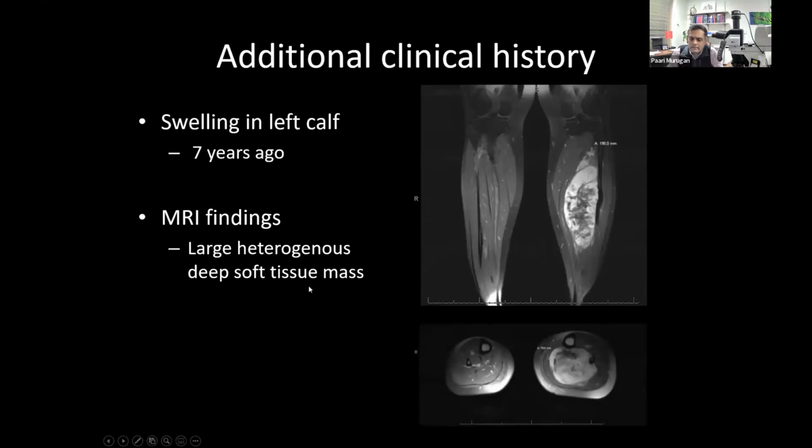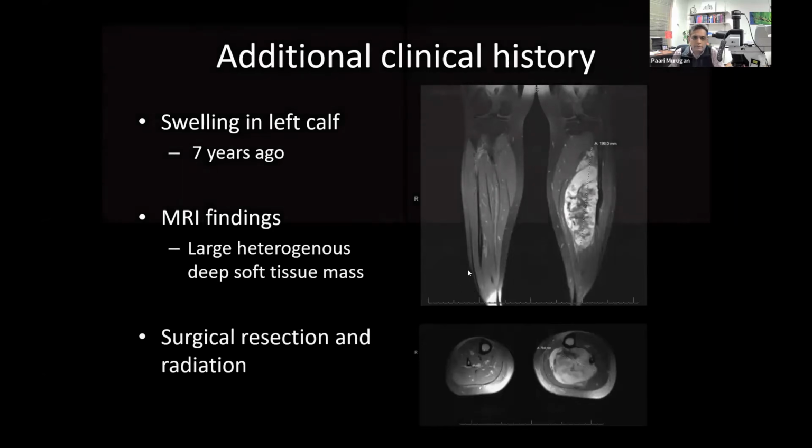And then in the axials, you can again see similar features to what we saw in the previous case. This tumor is abutting against the cortex of the tibia and the fibula, but it's not actually arising from or infiltrating into these bones. So after this was identified, the patient had a biopsy diagnosis, and they were surgically resected, and they received postoperative radiation for this. So I managed to get some images from the surgical resection specimen, and I will share those with you.